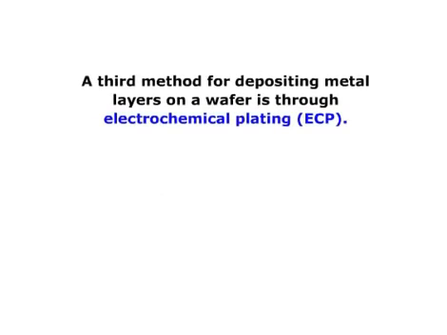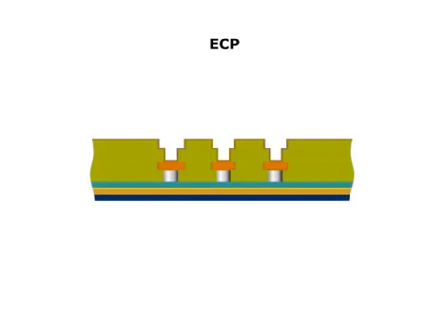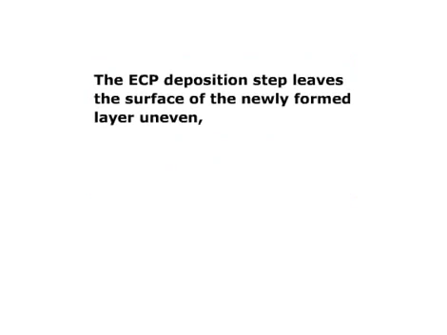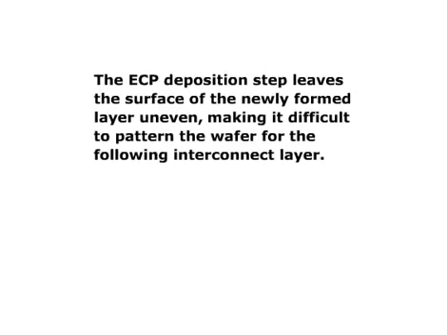A third method is electrochemical plating, or ECP. In ECP, the wafer is immersed in a solution containing dissolved copper. A voltage applied between the solution and the wafer pulls the dissolved copper to the wafer, depositing the copper film. This plating process continues until the desired thickness of copper is achieved. The ECP deposition step leaves the surface uneven, making it difficult to pattern the wafer for the following interconnect layer.